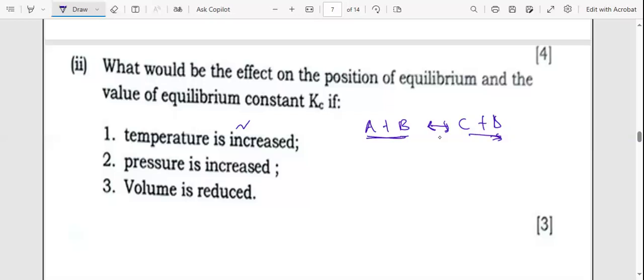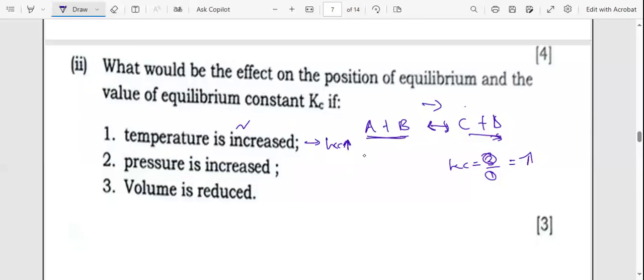More product will be formed, okay? Then the Kc value will also increase, because let's say we had 1 mole of reactant and now more products are formed, meaning that the Kc will go up. So here, the temperature increase will cause the equilibrium to shift to the right, and the Kc will increase. That's the explanation you should give here. I'm just writing it, but get the knowledge I'm giving.